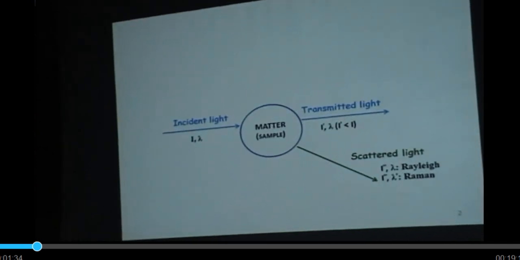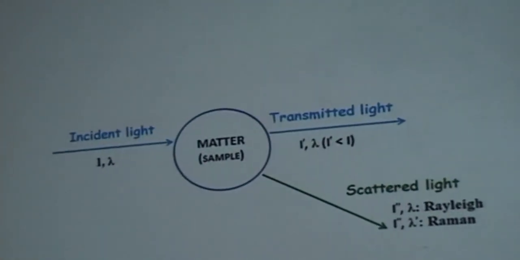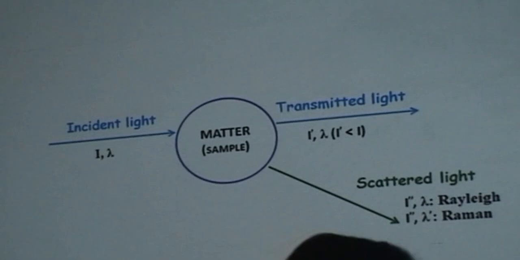This is how light is used in chemistry. We have a sample of matter. Incident light falls on it, characterized by its wavelength lambda and intensity I.